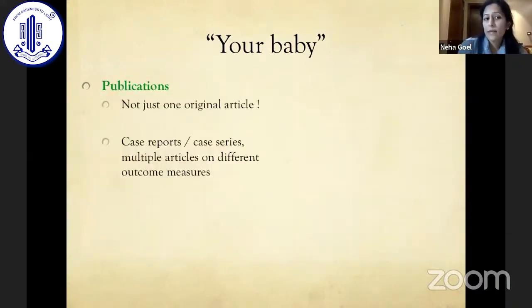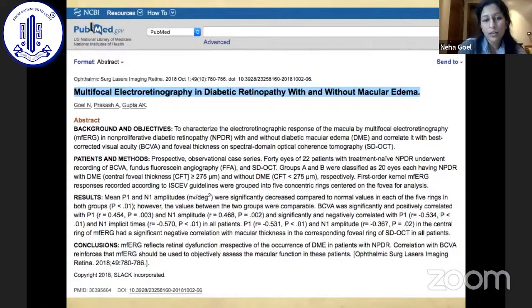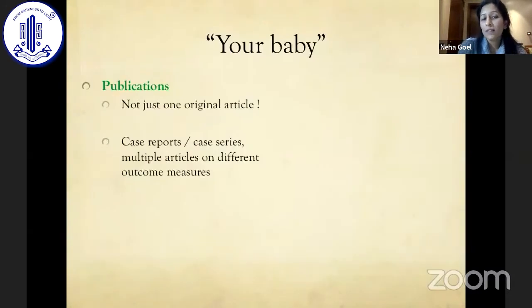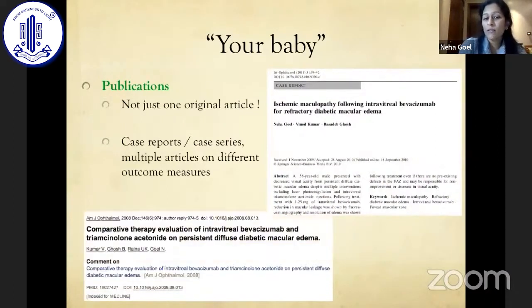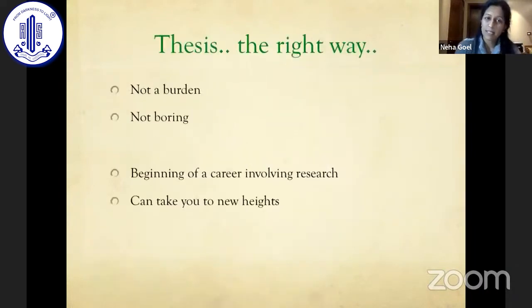Of course, you can publish your entire thesis as an original article, but even if you can't do that for whatever reason, you can always take out case reports from the patients in your study, or case series, or you can even write letters to the editor on topics which have been related to your study.